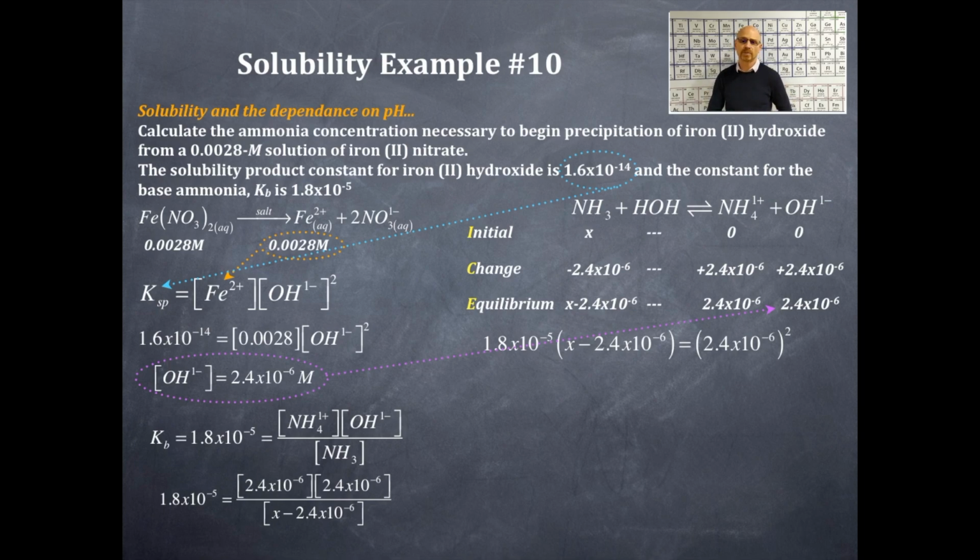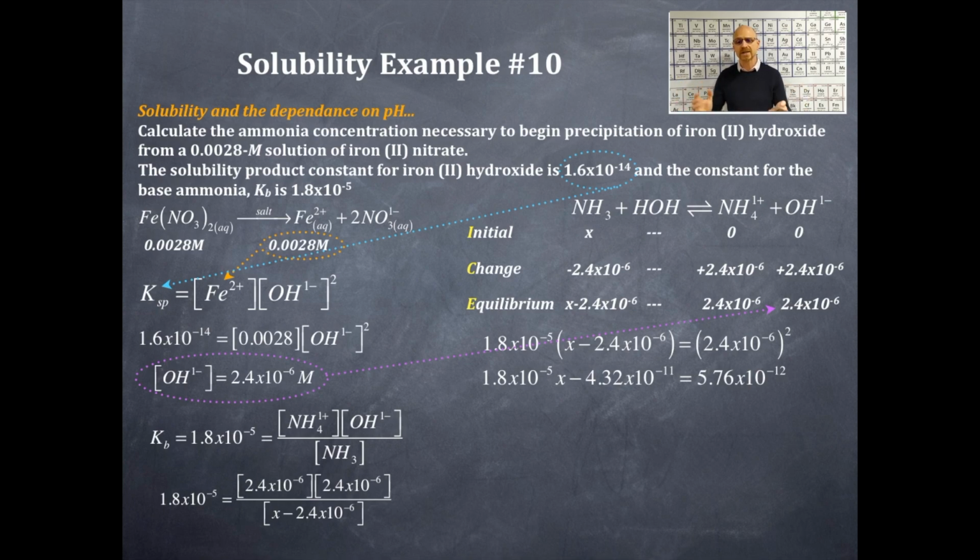I cross-multiplied here, and I got 1.8 times 10 negative 5 times the quantity x minus 2.4 times 10 negative 6. That's on the left-hand side. On the right-hand side, I got 2.4 times 10 to the negative 6 squared. That's the ammonium ion concentration times the hydroxide ion concentration. Again, some distribution here and a little simplification here. On the right-hand side, I squared that term. On the left-hand side, I distributed the 1.8 times 10 negative 5.